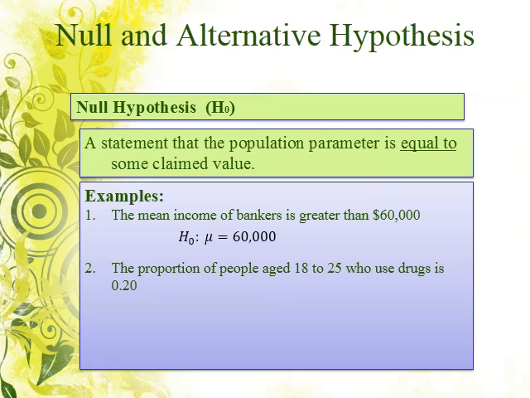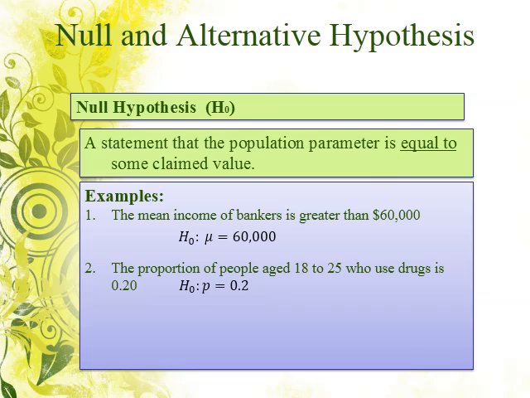Number 2, the proportion of people aged 18 to 25 who use drugs is 0.2. So here, my null hypothesis is p equals 0.2. One thing to note about the difference between example 1 and example 2: our null hypothesis in number 2 happens to be the same as the statement we had. The proportion is 0.2, so our null hypothesis is p equals 0.2. Whereas in example 1, the mean is greater than 60,000, but we had to change our null hypothesis to be an equal statement, mu equals 60,000.